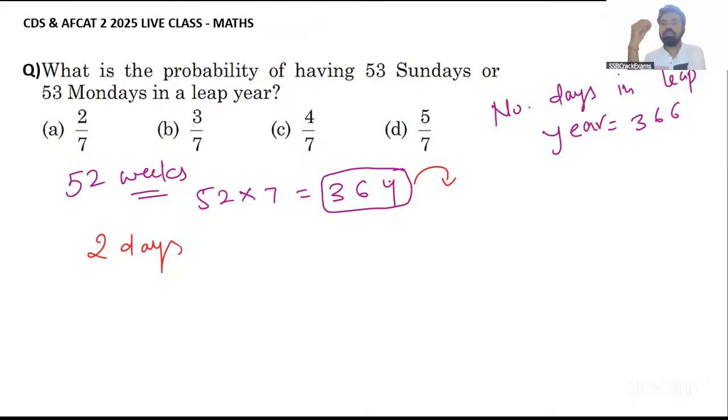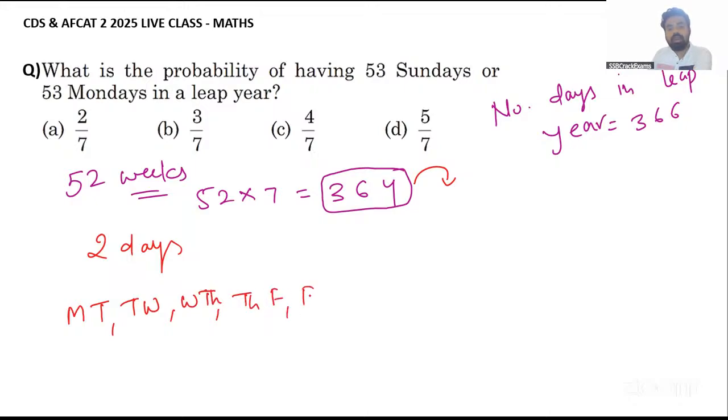So suppose 2 days are coming after 364 days, then the days will be of what form? Monday or Tuesday, then Tuesday or Wednesday, Wednesday or Thursday, Thursday or Friday, Friday or Saturday, Saturday or Sunday, and then Sunday or Monday. So how many possibilities of these two consecutive days are there? 1, 2, 3, 4, 5, 6, 7. So there are only these seven possibilities.